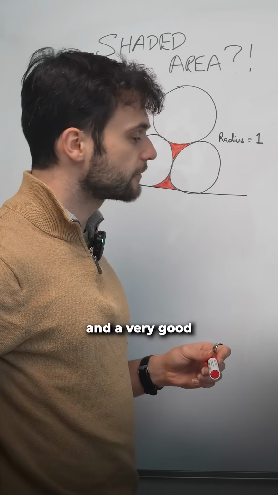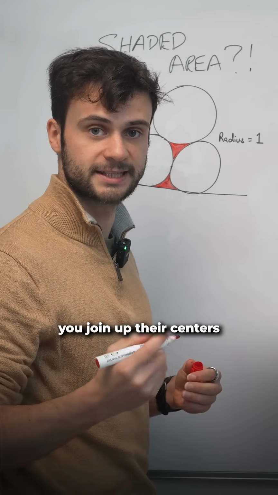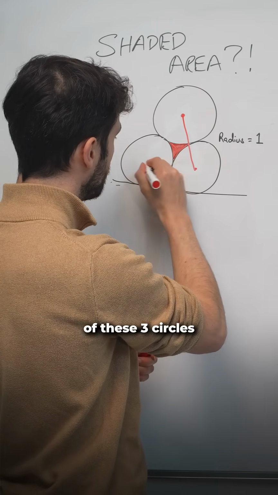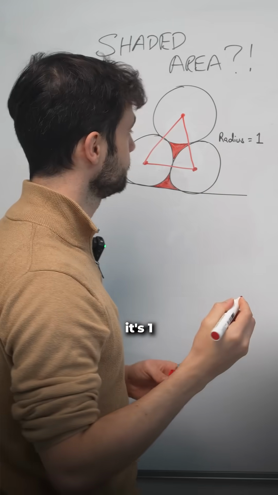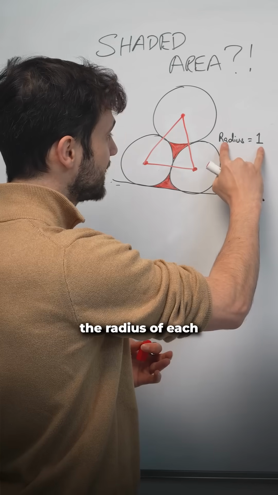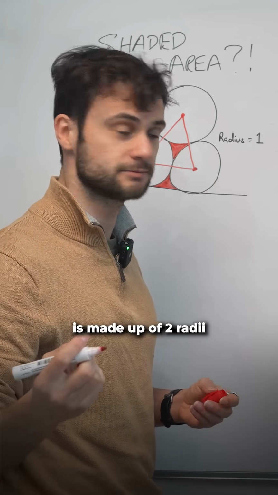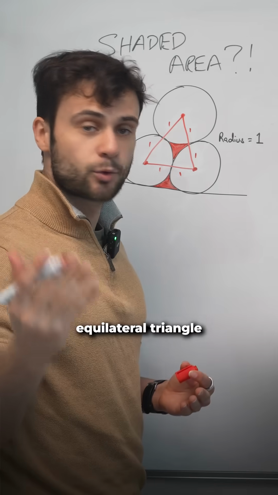work with. And a very good general strategy is when you have touching circles, you join up their centers. So for example, here we could join the centers of these 3 circles. The radius, like I said, of all of them is the same, it's 1. So what shape does it form? It's of course a triangle, but not just any triangle. The radius of each of the circles is 1, and each of the sides of the triangle is made up of 2 radii. So all of the lengths of this triangle will be 2. So it's an equilateral triangle.